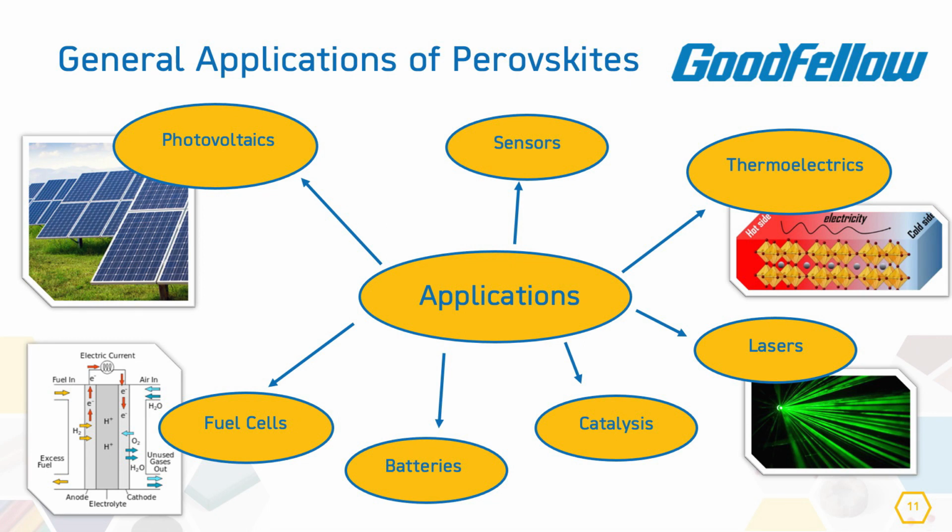Next, we have fuel cells, and specifically solid oxide fuel cells. So these cells convert chemical energy directly into electrical energy. And perovskites, because of their structure, can be investigated for use as both cathodes and anodes in fuel cells, which is another really interesting emerging technology.